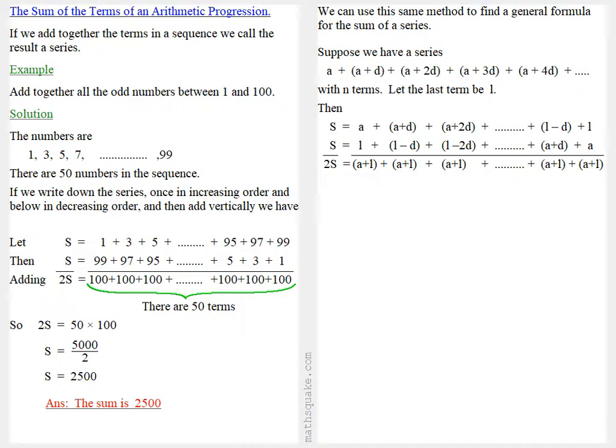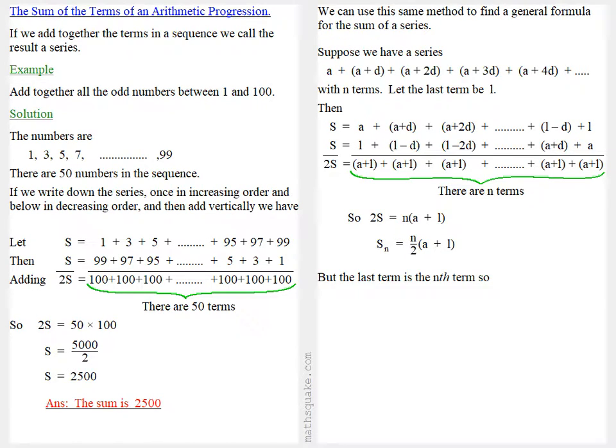Now if we add vertically, we have S plus S is 2S, and that's equal to (a plus L) plus (a plus d plus L minus d), which is a plus L, plus (a plus 2d plus L minus 2d), which is a plus L, and so on until we get (L minus d plus a plus d), which is a plus L, and finally L plus a, which is a plus L. So we have n terms, each of which is a plus L. So 2S is equal to n into (a plus L), or Sn is equal to n over 2 into (a plus L). Now that's a very important formula which we must know.